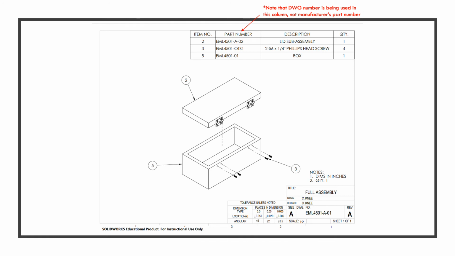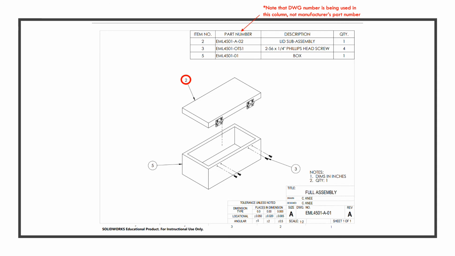Now I'm going to go over a quick example using a simple assembly for a box I made in SolidWorks. Here I have an exploded view assembly drawing of the box. By looking at the title block, we can see that this part is called Full Assembly and its drawing number is EML 4501-A-01. Next, we can use the balloons and the assembly BOM to determine which parts make up the full assembly.